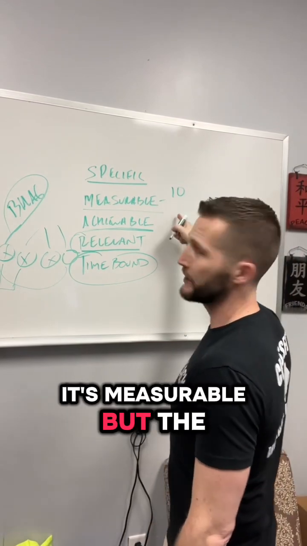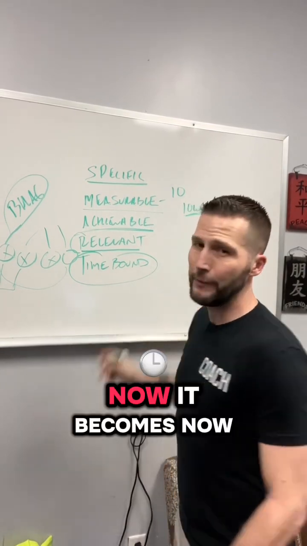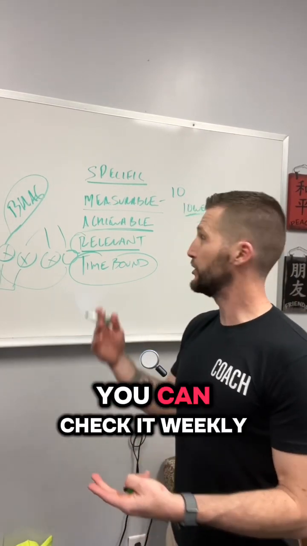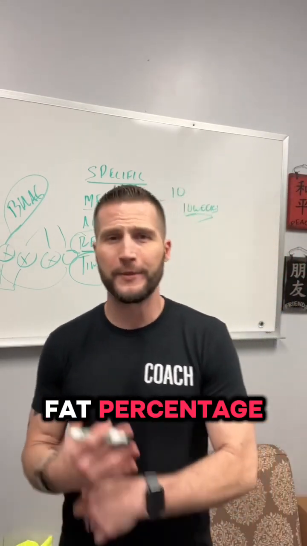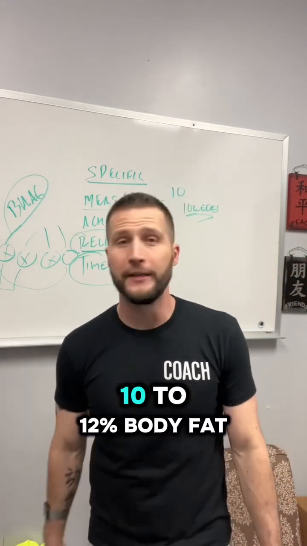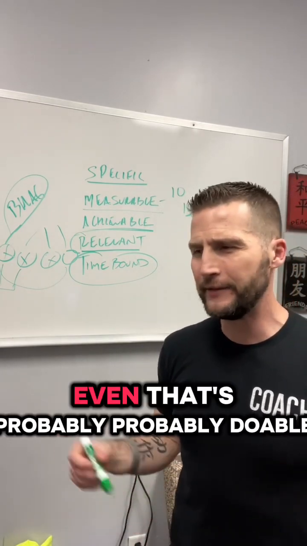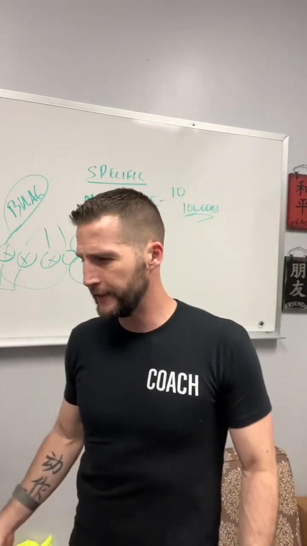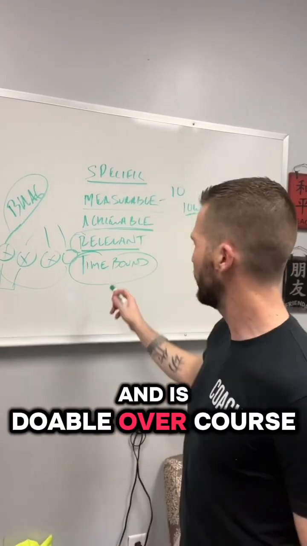It's measurable. But the second that we say, I want to lose 10 pounds in 10 weeks, now it becomes something you're attached to. You can check it weekly: am I on pace to lose this 10 pounds? Is 10 pounds in 10 weeks realistic for someone at my body fat percentage? If you're like me and you're fairly lean, sitting around 10 to 12% body fat, trying to lose 10 pounds in 10 weeks would probably not be that healthy. 1 pound a week, even that's probably doable, to be honest. Anyways, that's the idea: to get it as accurate and as doable over a course of time that's realistic.